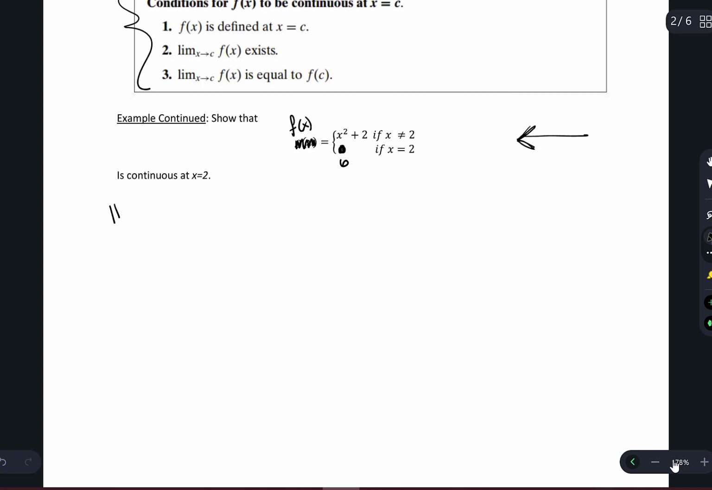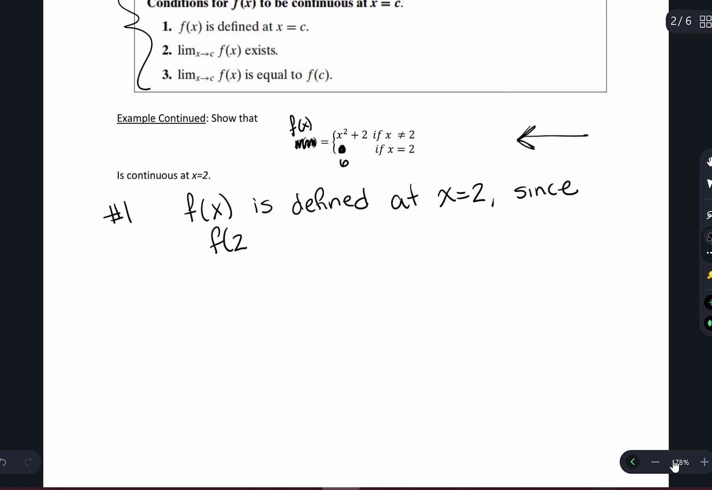So starting with number 1. f of x is defined at x is equal to 2 since f of 2 is equal to 6. And so that comes right from the statement of the function.